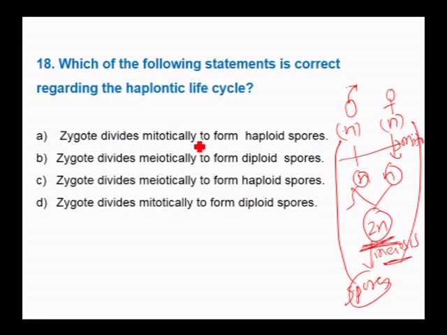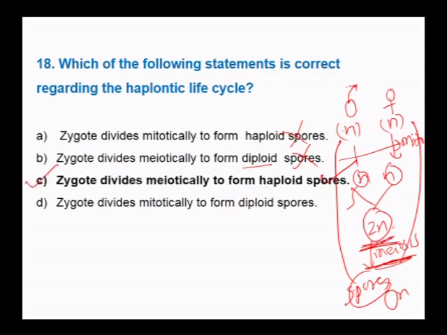Zygote divides mitotically? No, the zygote is dividing meiotically. Therefore, this cannot be the right statement. Zygote divides meiotically to form diploid spores, but actually the spores are haploid. Therefore, this is the wrong statement. Zygote divides meiotically to form haploid spores. This is the correct statement. Zygote divides mitotically? No, it is by meiosis. Therefore, the correct answer is C.